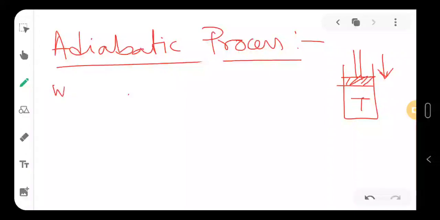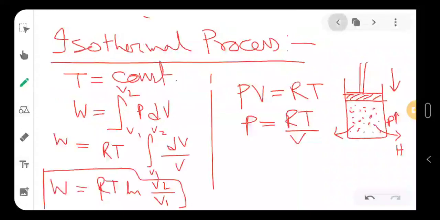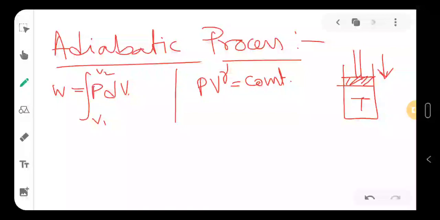So we know that W is equal to the integral of P dV, from V1 to V2, if I change the volume in such a way, V1 to V2. But in this case, this condition is followed. In case of an adiabatic process, the pressure and volume follow this equation, which plays a vital role. Now what is this gamma? This gamma is the ratio of Cp by Cv.